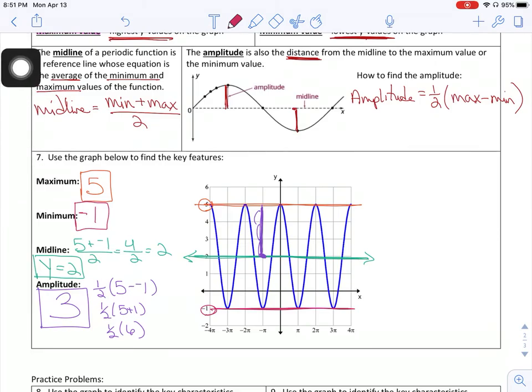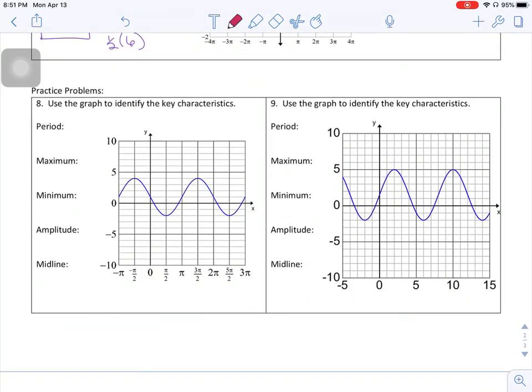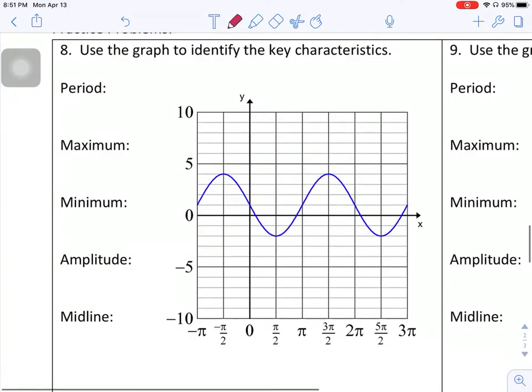All right. I'm going to go ahead and do one of the practice problems, just so you can see period again and all of these key features. I'll do problem number 8. Okay. So first thing it asks for is period. If I look at the y-axis, pretty sure that's the middle, so let's see if that works. I'm going to go down to the minimum, up to the maximum, back to the middle. Yeah, that was good. And if I follow that down, that would be a period of 2 pi.